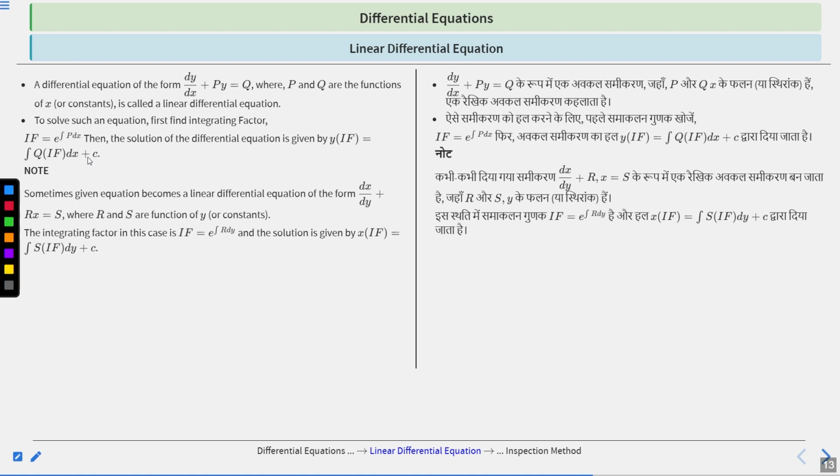Plus c. We can note that sometimes the given equation becomes a linear differential equation of the form dx by dy plus rx is equal to s, where r and s are functions of y or constants. Then in this case, the integrating factor is equal to e to the power integration of r dy, right? And the solution of the given differential equation is given by x into integrating factor is equal to integration of s into integrating factor dy plus c, right? In this way, we can try to solve the linear differential equation. Okay.